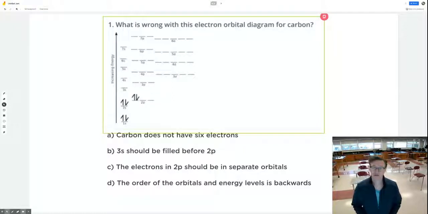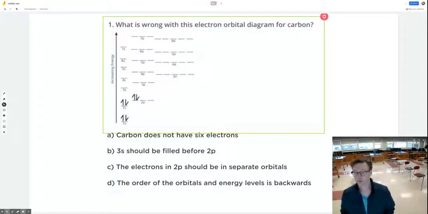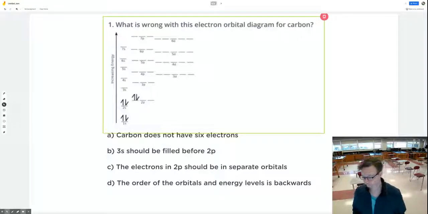Here's the answer key for the review for the quiz on electron configuration. First question, what is wrong with this orbital diagram? So there's obviously the three rules that you have to keep in mind. One is that you always fill from the bottom up.